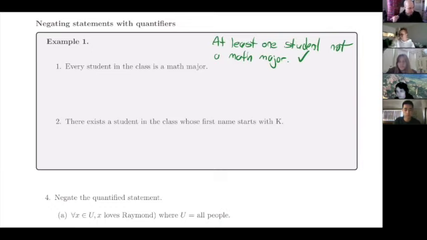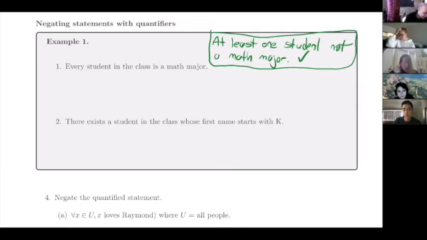So when we see something like this, it might be nice to state this using quantifiers, right? Which is what some people did there. So for example, we could say here, there exists a student in the class.